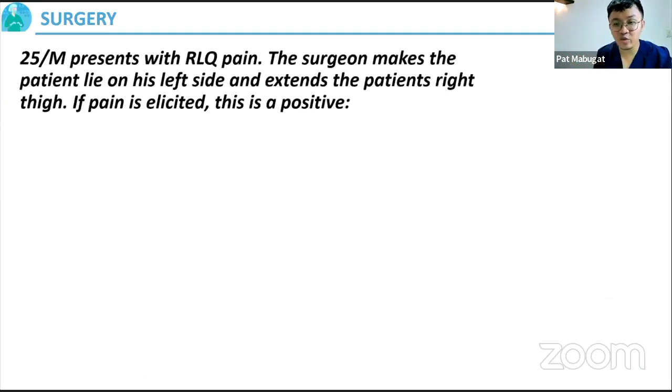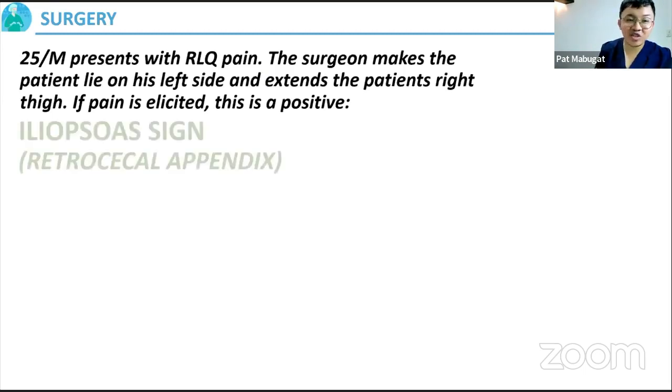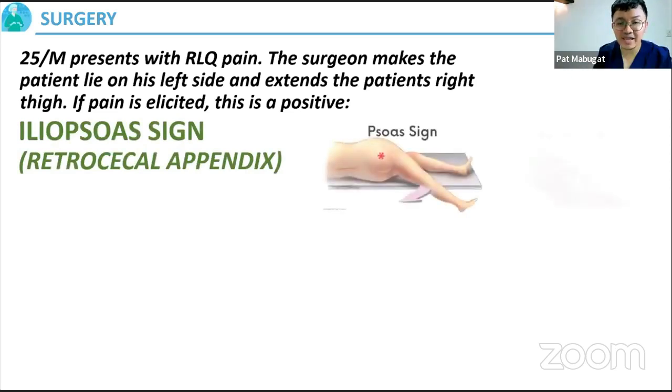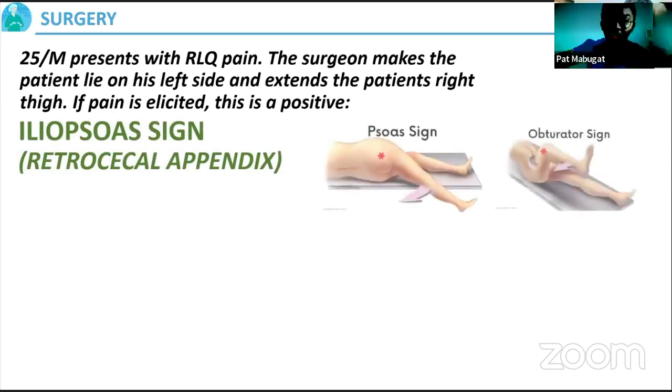A 25-year-old male presents with right lower quadrant pain. The surgeon makes the patient lie on his left side and extends the patient's right thigh. If pain is elicited, this is a positive extension of the thigh. This is the psoas sign, which indicates a retrocecal appendix. If you rotate it, this is the obturator sign and indicates a pelvic appendix. Iliopsoas, retrocecal, because the psoas muscle is at the back and you try to extend and stretch the muscle.